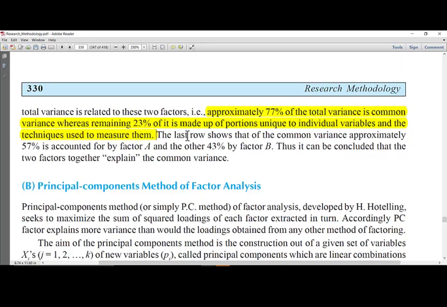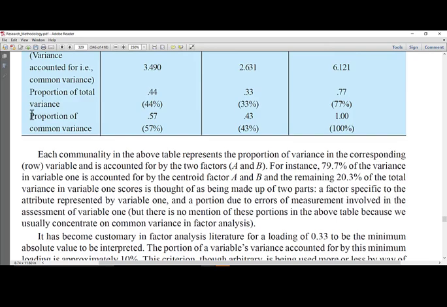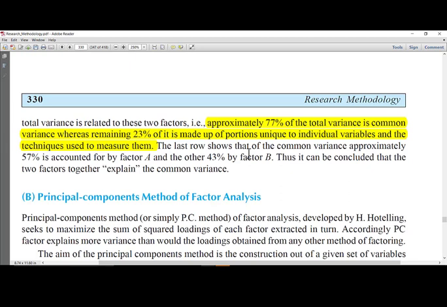And the last row means this proportion of common variance row. What it indicates, it shows that of the common variance approximately 57% is accounted for by factor A and the other 43% by factor B. Thus, it can be concluded that the two factors together explain the common variance significantly. This is about the centroid method.